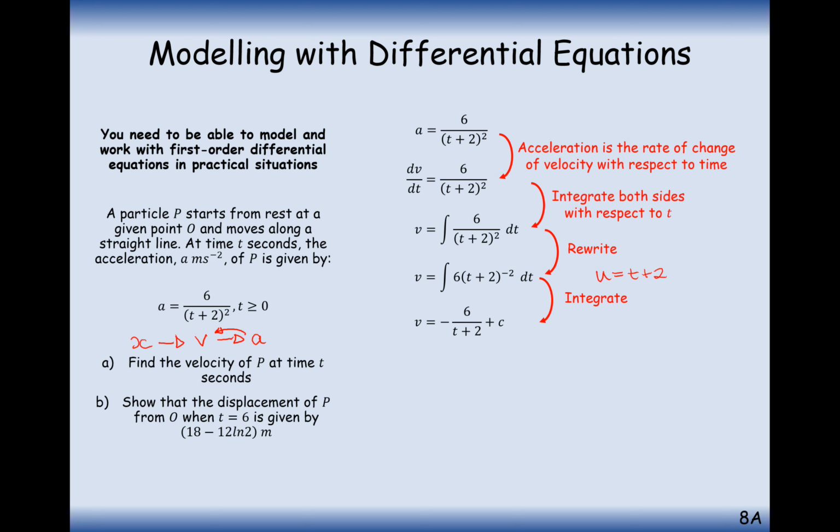Just to let you know, there's a mistake in the textbook at this point. I think they use a minus 2 inside the brackets there. This should actually be the question here: find the velocity of P in terms of t seconds.